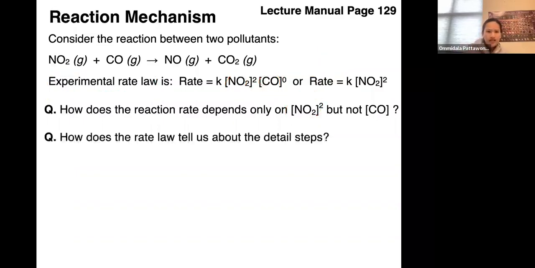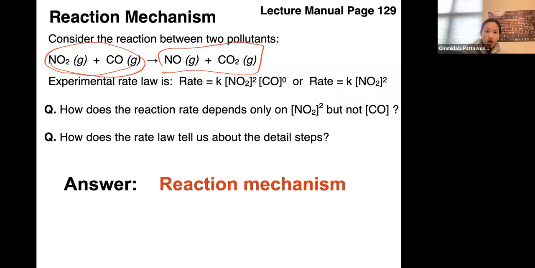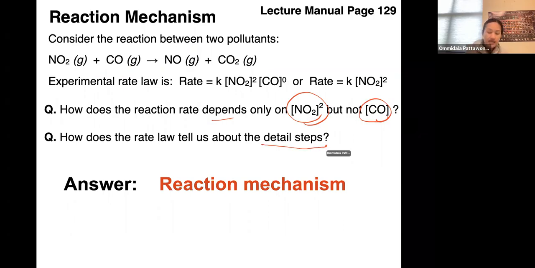The next question is, what are the details of the steps involved in this reaction? What exactly happens when these two collide? What are the steps required in order to yield the product? That's the question we have. To address all of these, we turn to reaction mechanism. Reaction mechanism will tell us exactly why carbon monoxide doesn't affect the rate, so why the rate is only affected by the concentration of nitrogen dioxide. We're going to take a look at how molecules collide, and those are going to be the detailed steps.